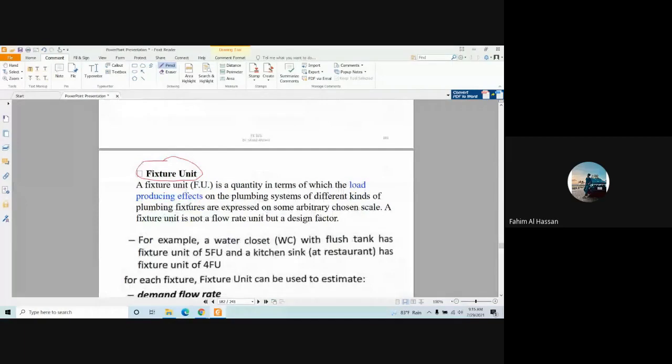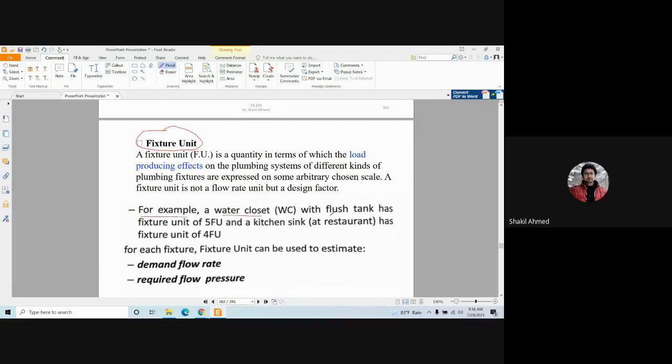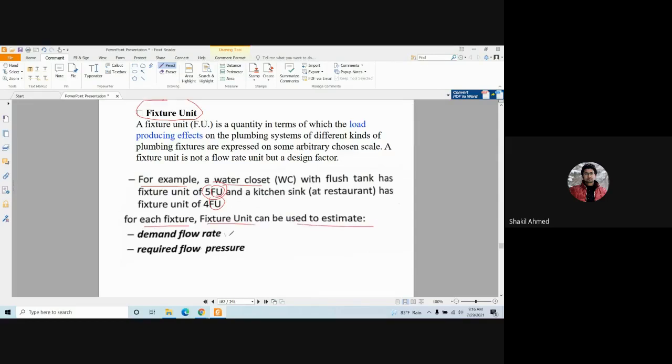Anyway, fixture unit. A fixture unit is a quantity in terms of which the load producing effect on the plumbing systems of different kinds of plumbing fixtures are expressed on some arbitrarily chosen scale. A fixture unit is not a flow rate but a design factor. For example, a water closet with flush tank has a fixture unit of 5 FU, and a kitchen sink has a fixture unit of 4 FU, that means 4 fixture units. Each fixture unit can be used to estimate demand flow rate and required flow pressure.